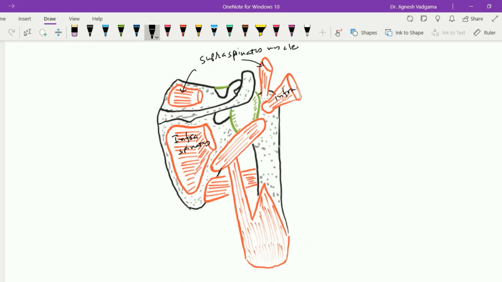Just below it, we can see this greenish structure, and this greenish structure is the capsule of the shoulder joint. Just outside the capsule of the shoulder joint, this is the teres minor muscle, which inserts over the lower impression of the greater tubercle, and this is the long head of triceps.